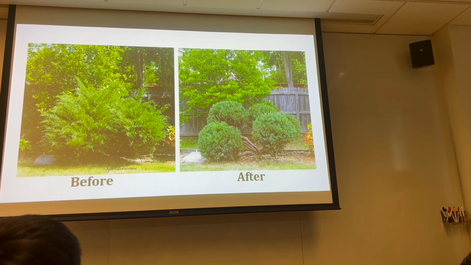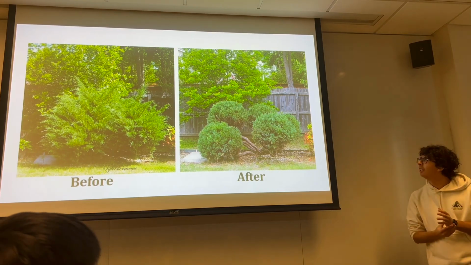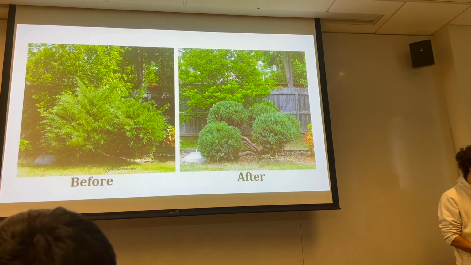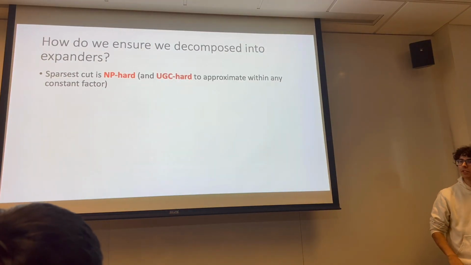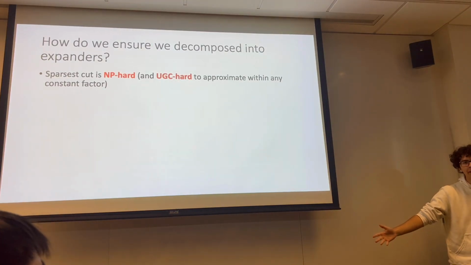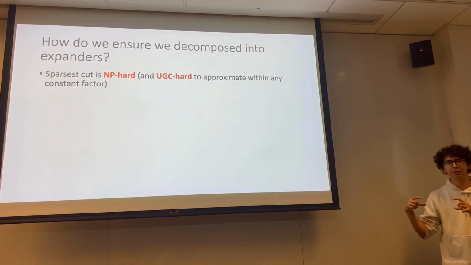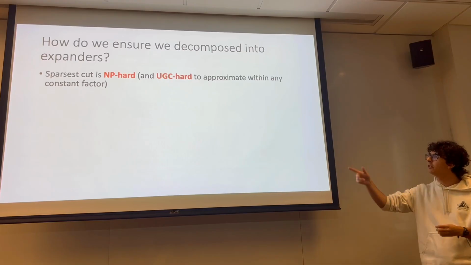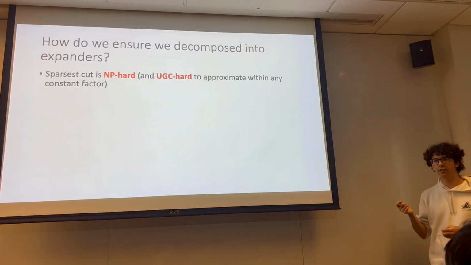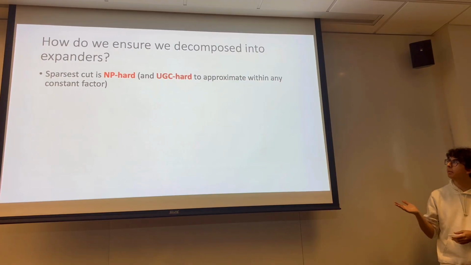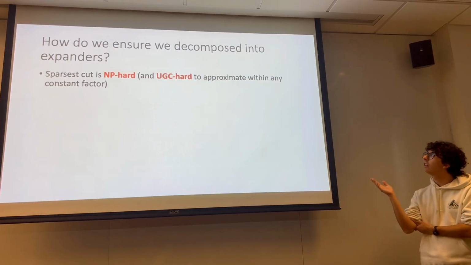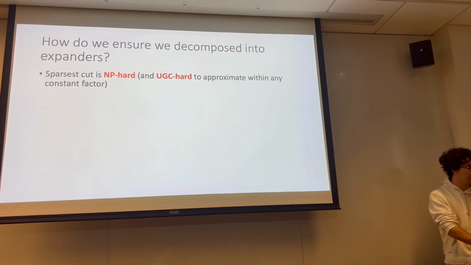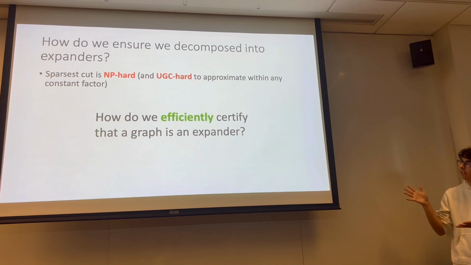So once we start thinking about expander decompositions, one of the first natural questions is, if someone tells us this is an expander decomposition, how do we know that these subgraphs are actually expanders? And this is a real issue because, as I alluded to earlier, the sparsest cut question of finding a phi sparse cut in a graph is NP hard. And it's in fact hard to approximate up to any constant factor, assuming the unique games conjecture. We need to address this if we can get anywhere.